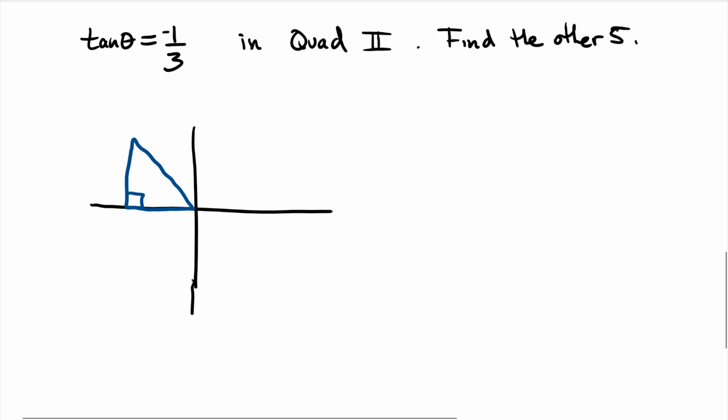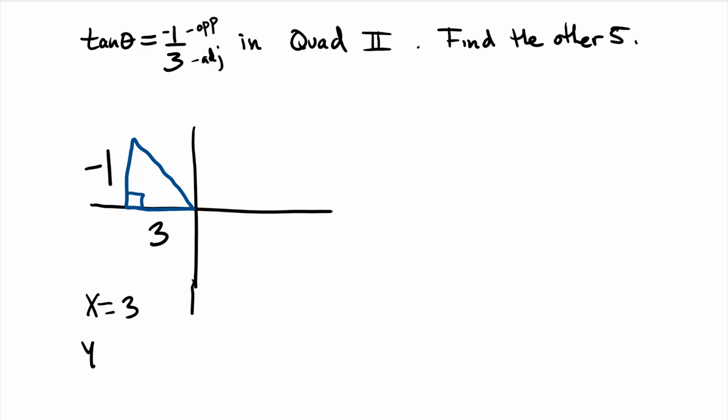So this is stating that's the opposite. That's the adjacent. So I'm going to claim that the opposite is -1 and the adjacent's +3. I'm now saying X is 3, Y is -1. Do you see anything wrong with that?